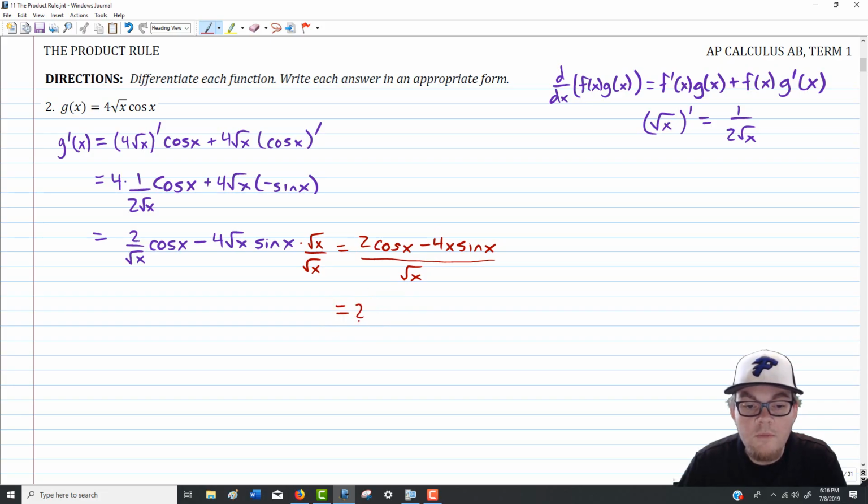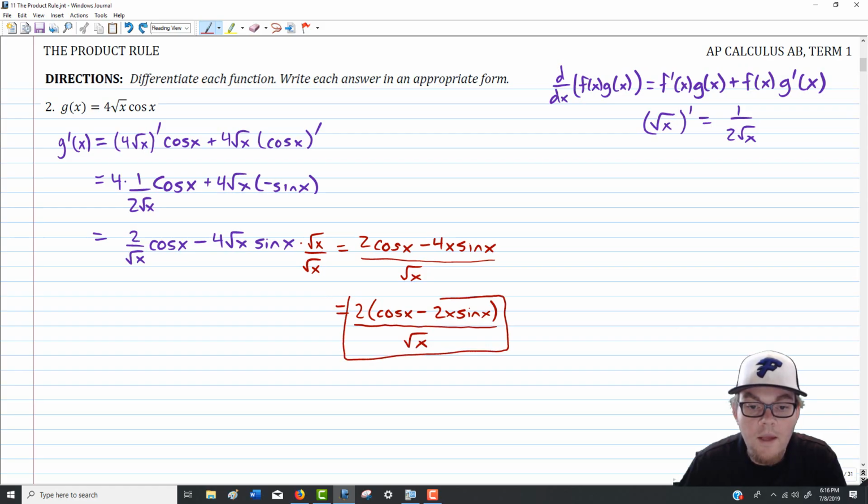So if I wanted to go as far as possible, I could write this as 2 quantity cosine of x minus 2x sine of x, and then put it all over the square root of x. So if I was going for the fullest simplified version, I might go with this one as my answer. You might also see me write, I think in the problem set solutions, the written solutions, I did this. This is acceptable as well.